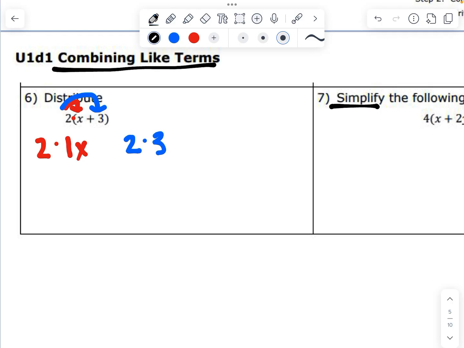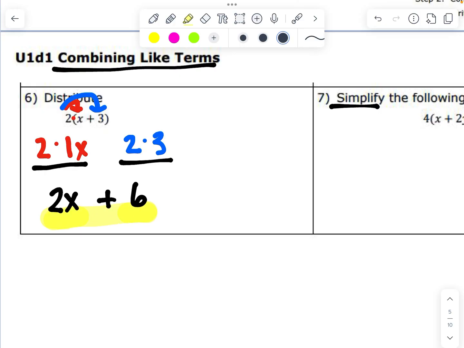So to total this up, so to speak, 2 times 1 is 2, and there was an x in that group, so that belongs in the answer. And then this 2 times 3 is 6, and that's a positive 6. That's our final answer, okay? We can't do anything else because the x is a different type of term than the 6. So that's our final answer.